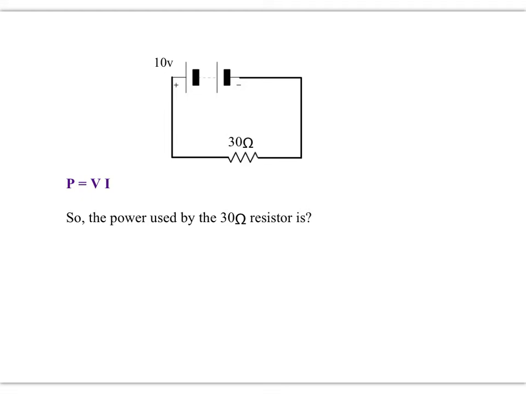So looking at this circuit, I've got a 10-volt source and a 30-ohm resistor. The first thing I could do would be to connect an ammeter and a voltmeter into the circuit and measure the voltage across the resistor and the current flowing through it. However, since the 30-ohm resistor is the only thing in the circuit, all 10 volts have to drop across the 30-ohm resistor. And Ohm's law, V is equal to IR, doesn't change.